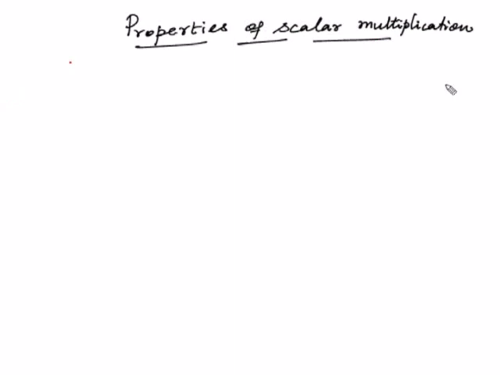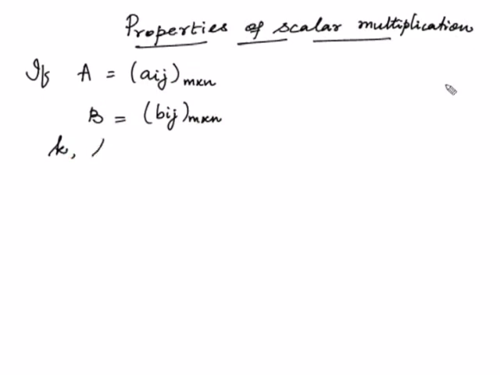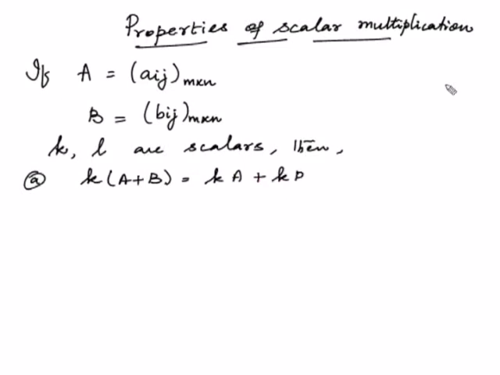Properties of scalar multiplication. If A is equal to a matrix of order m by n, B is equal to a matrix of order m by n, and if we consider K and L to be scalars, then K times (A plus B) is equal to KA plus KB.